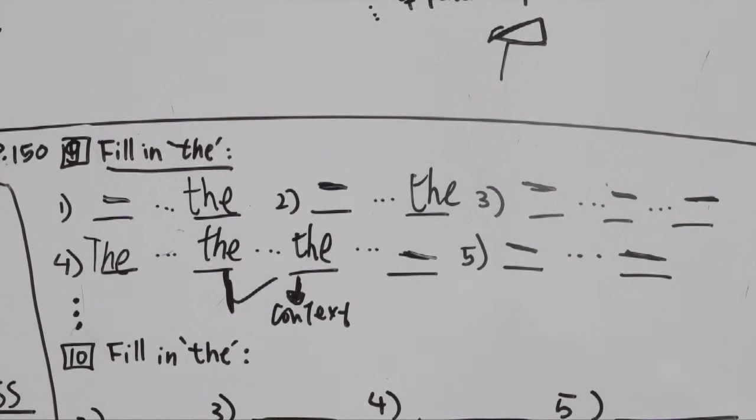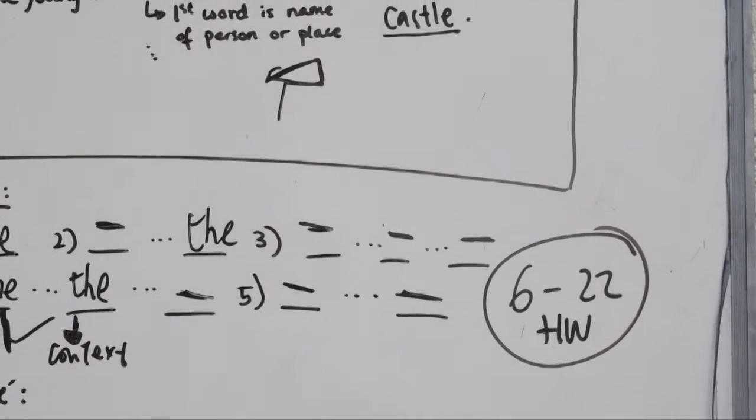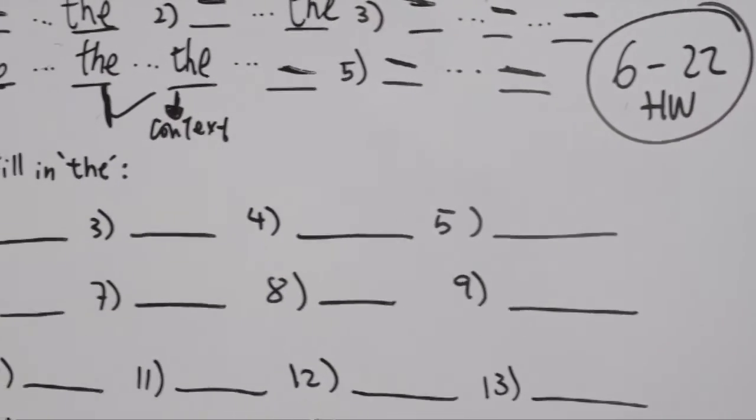I assume you could do part 9, number 6 to number 22 easily by yourself, okay? So number 6 to 22 will be given as homework. Please practice at home, okay? There is no point for you if you don't practice. So please practice them at home.